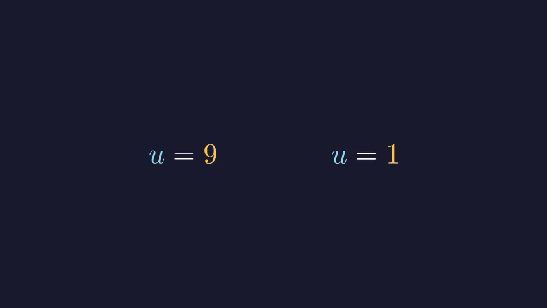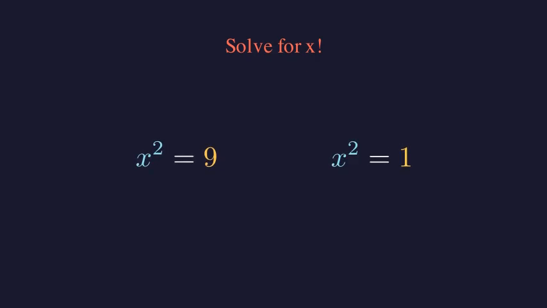It is crucial not to stop here, as finding u was not our ultimate goal. We must solve for x. We now bring back our original substitution. Since u is equal to x squared, we replace u with x squared in our solutions. This gives us two new equations, x squared equals 9 and x squared equals 1.